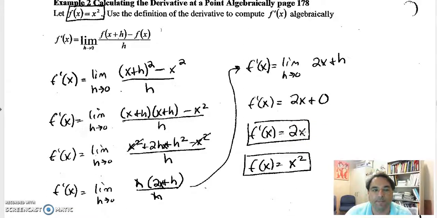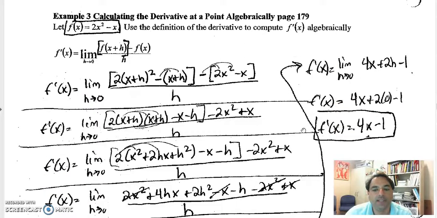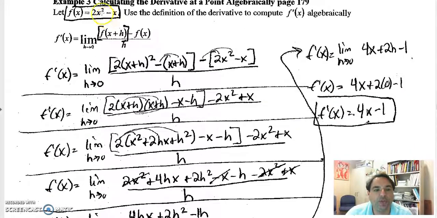Okay, let's do this again. Let's say the function was 2x squared minus x. Going through the same process, there's our definition of the derivative. I'm going to take x plus h and plug it in everywhere there's an x. So instead of x squared, I put x plus h squared. So it'd be 2 parenthesis x plus h squared minus, instead of x, I plug in x plus h, minus the original function over h.